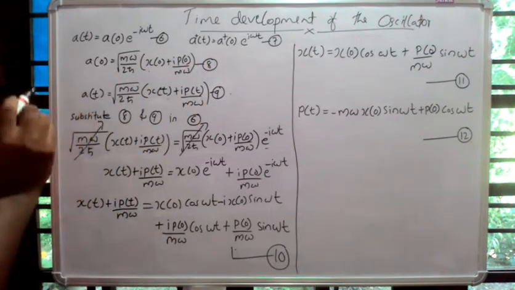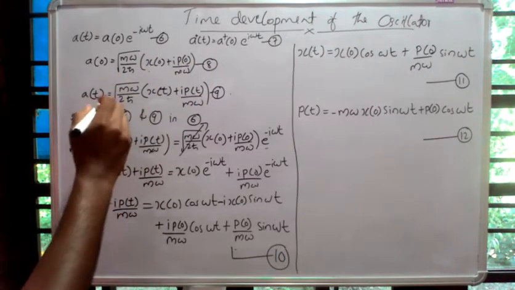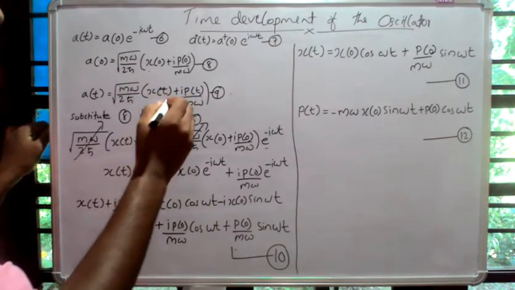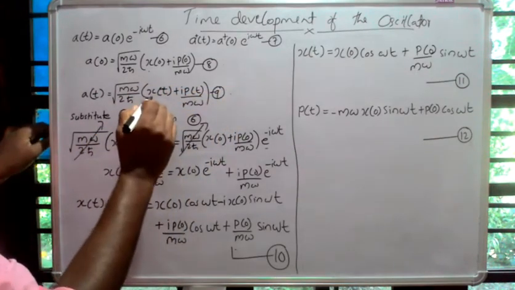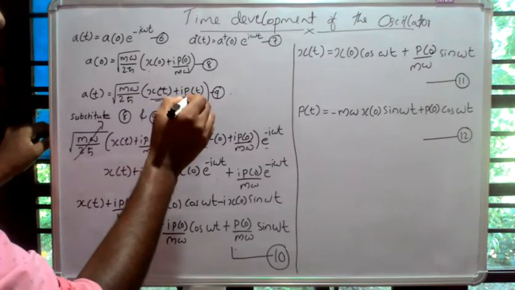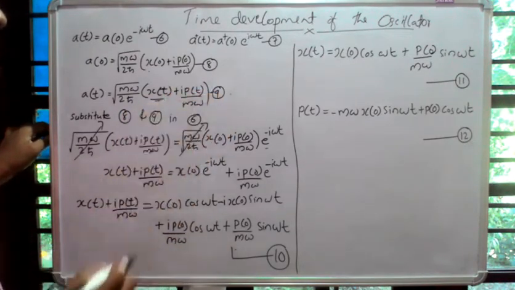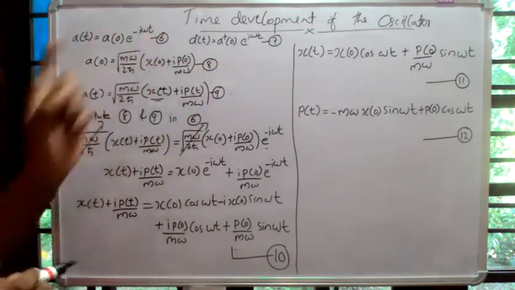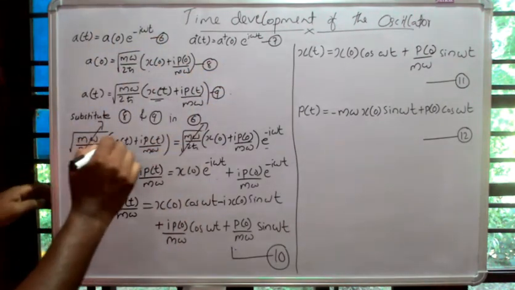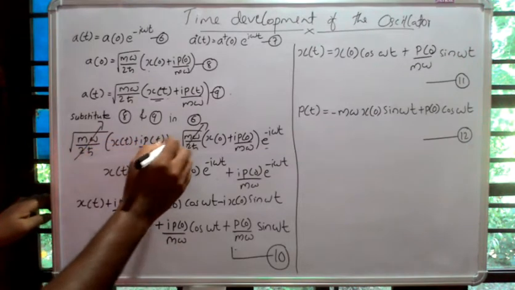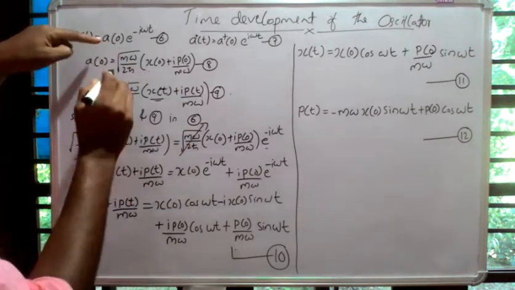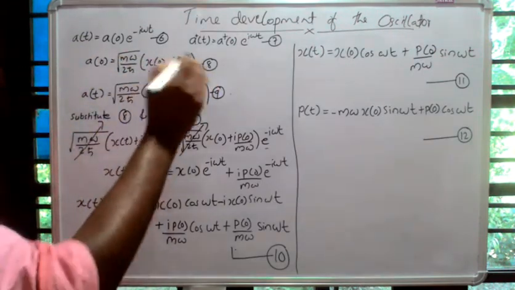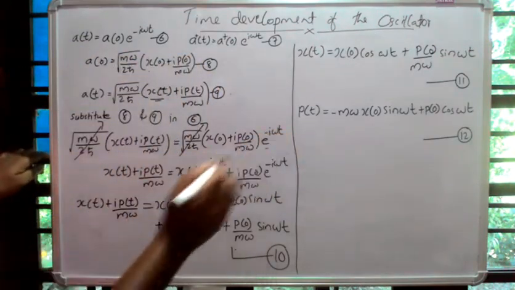At time t, we can write the annihilation operator equal to under root m omega over 2 h cross, x of t plus i p of t over m omega. Here x, our position operator, and our momentum operator are functions of time. That is equation 9. We can substitute equations 8 and 9 in equation 6, and we will get under root m omega over 2 h cross, x of t plus i p of t over m omega, equal to a of 0, which is under root m omega over 2 h cross, x of 0 plus i p of 0 over m omega, into e raised to minus i omega t.